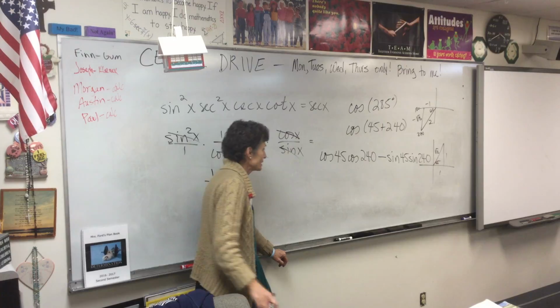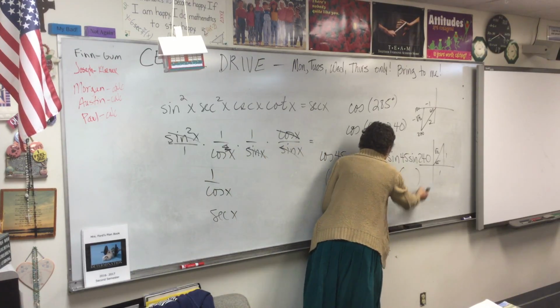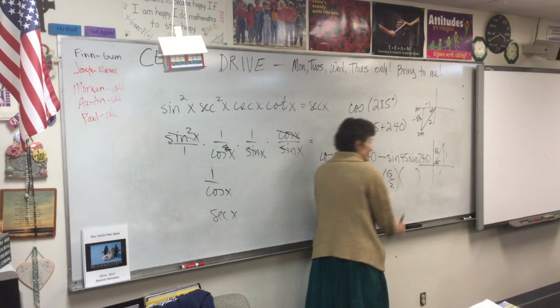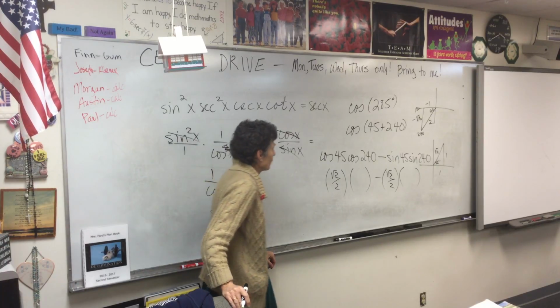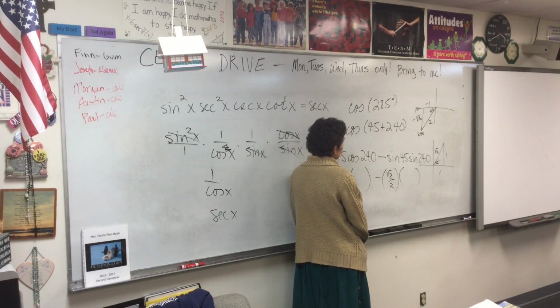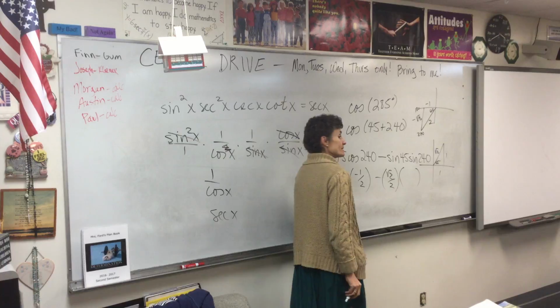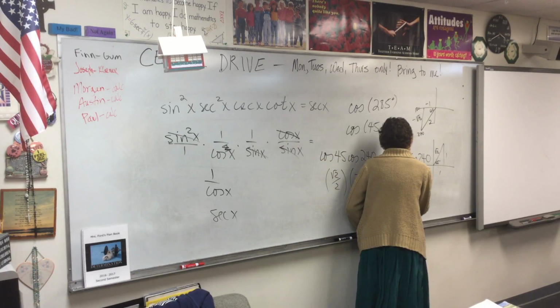All right, here we go. Let's fill in the blanks. What's the cosine of 45? Root 2 over 2. And in fact, so is the sine of 45. So I'll just go ahead and fill both of those in. Those are the easy ones. Now, look at your picture. What's the cosine of 240? Negative 1/2. What's the sine of 240? Negative root 3 over 2.